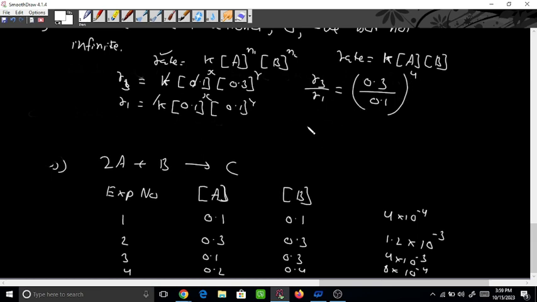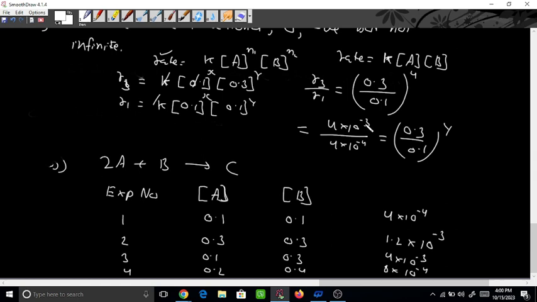And what is R3 by R1? They have given R3 as 4 into 10 to the power minus 3, divided by 4 into 10 to the power minus 4, is equal to 0.3 divided by 0.1, to the power y. Can we say this? So what will this value be? R3 by R1 is also equal to 4 into 10 to the power minus 3 by 4 into 10 to the power minus 4.